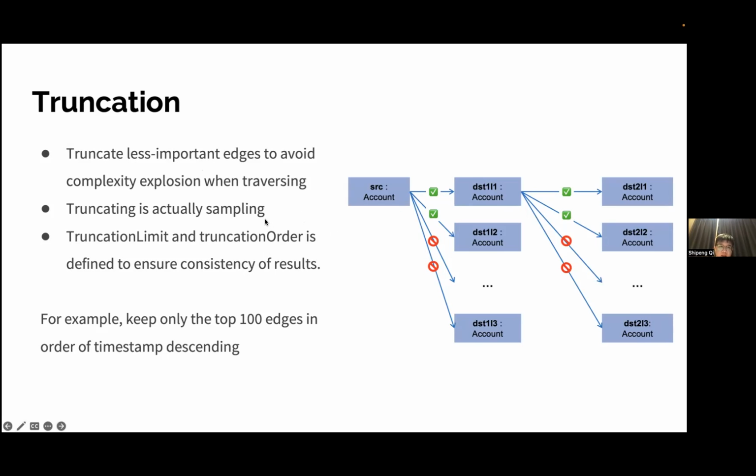And truncating is actually a sampling. To make the sampling deterministic, we defined two variables, the truncation limit and the truncation order. Truncation limit and truncation order are defined to ensure the consistency of the result. For example, when we traverse from the source to the destination, we will keep only the top 100 edges in the order of the timestamp properties in the descending order.